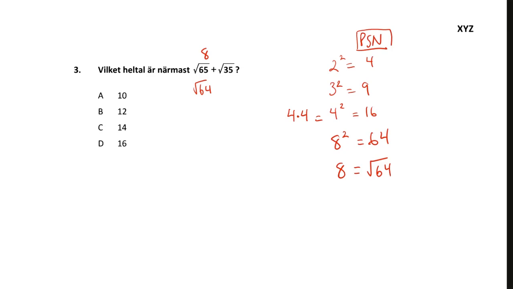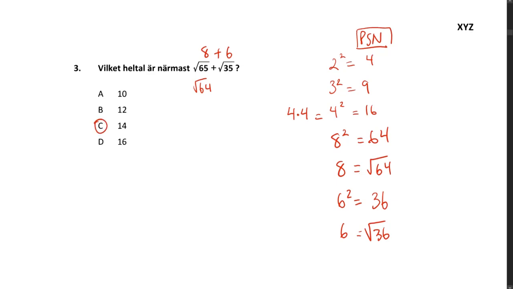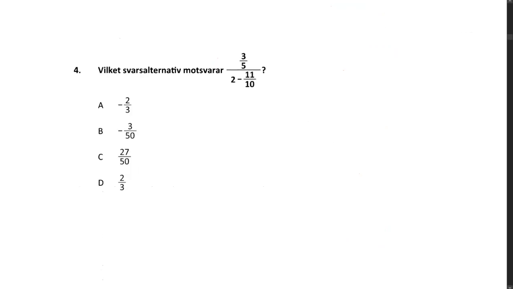So I know that 6 to the power of 2 is 36. And I know that the square root of 36 is equal to 6. So this is close to 6. Now we have 8 plus 6, and that equals 14. The next one.